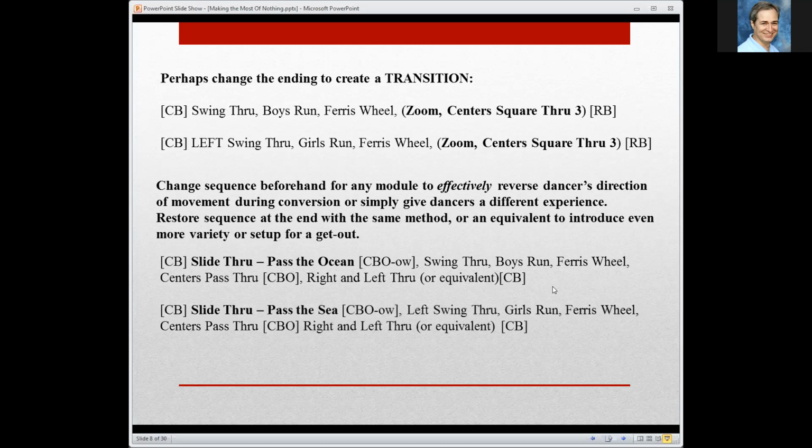So the same thing here, we can go to the left, we can go slide through and say past the sea, if you're calling advanced, or if you've introduced past the sea as a disposable call for an evening. Then left swing through, girls run, Ferris wheel, centers pass through, same idea. But you can call an equivalent for past the sea. For instance, slide through and step to a left-hand wave, and then left swing through, and the girls run, and so forth. So in this presentation, I'm using past the sea because it's convenient, and it is sort of the mirror image of past the ocean, but you just have to realize you can get the same effect of past the sea by using an equivalent.